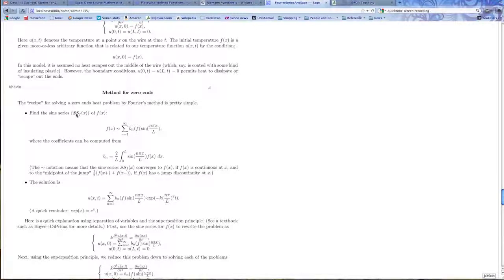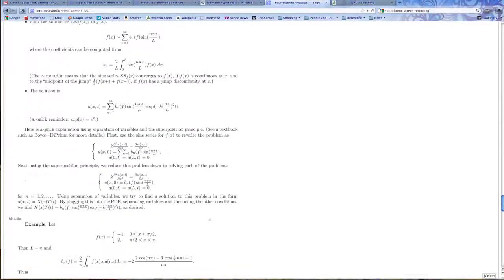I denote this by SS for sine series of F. So this expression right here is the sine series. The BNs are given by this formula here, turns out. And Fourier's formula for the solution to the heat equation is this expression right here. It says you take this sine series here and tack on to each of those sine terms an exponential. The exponential is e to the minus k. K is the diffusivity constant in the PDE. Then you take the coefficient of x inside the sine, you square it, and you multiply by t. That's Fourier's formula for the solution.